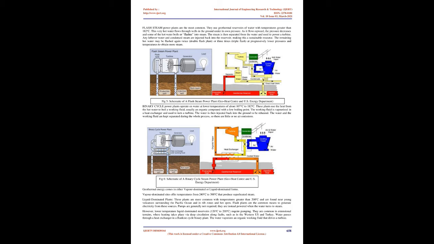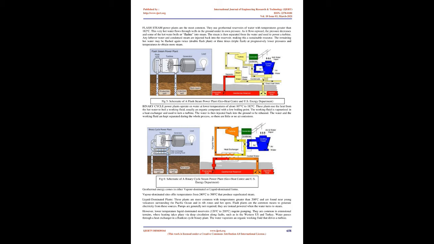This very hot water flows through wells in the ground under its own pressure. As it flows upward, the pressure decreases and some of the hot water boils or flashes into steam. The steam is then separated from the water and used to power a turbine. Any leftover water and condensed steam are injected back into the reservoir, making this a sustainable resource. The remaining hot water may be flashed again twice, double flash plant, or 3 times, triple flash, at progressively lower pressures and temperatures to obtain more steam.